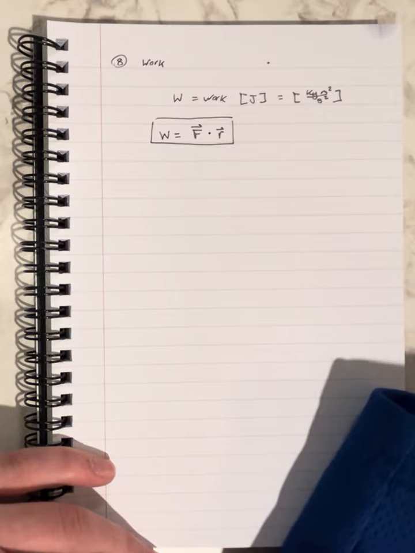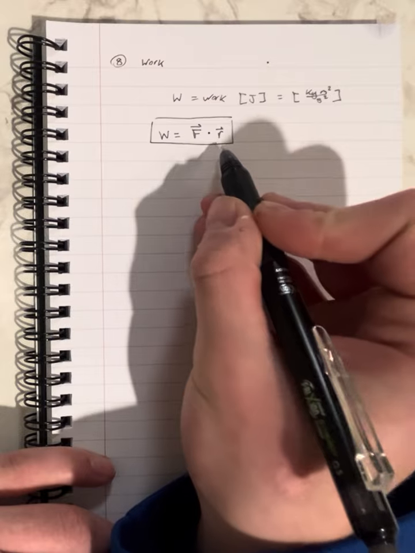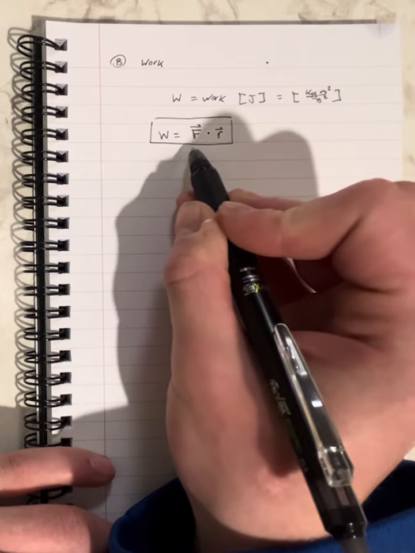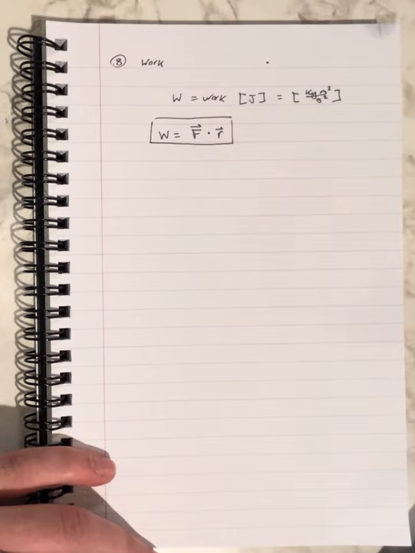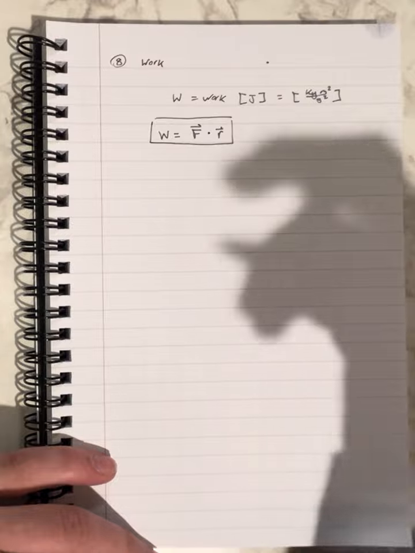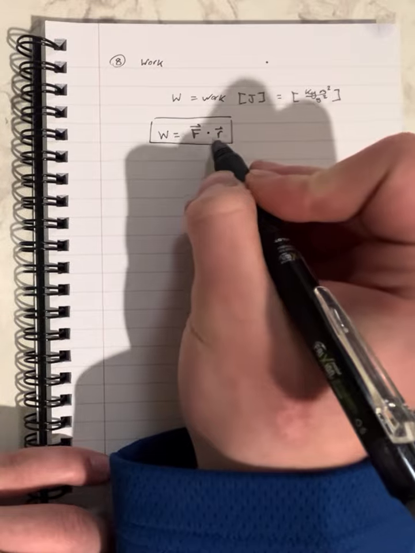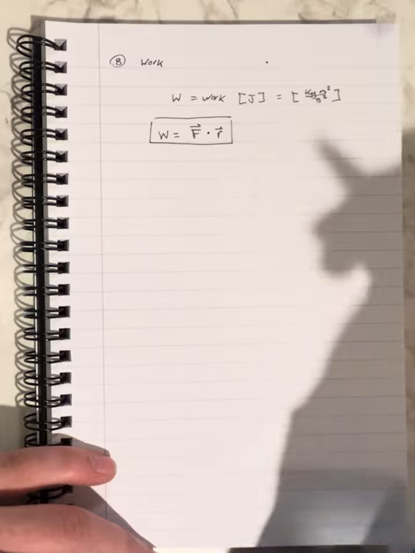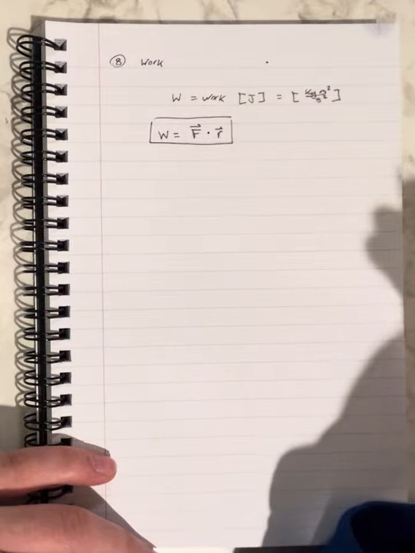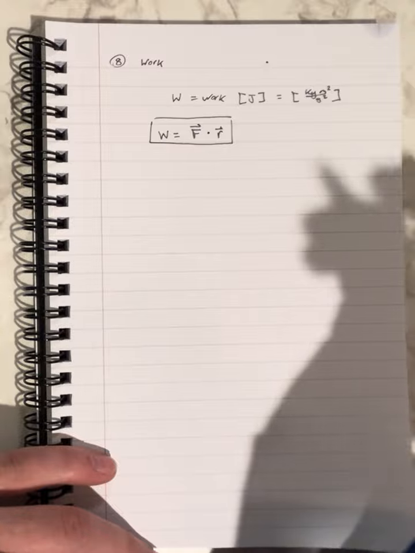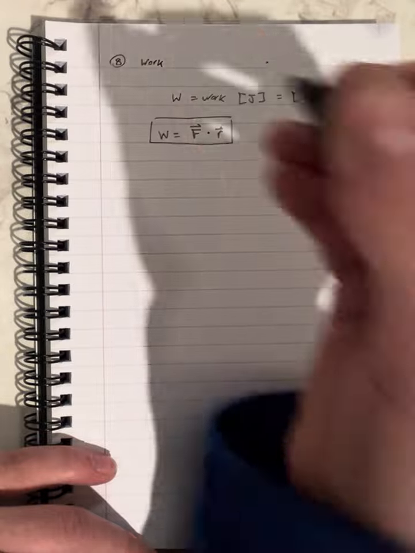So let's think about this. We can see that if the displacement is higher and if the force is higher, the work done by that force increases. But we also see this dot product here, which we talked about recently. And that dot product tells us something really important about the work done by a certain force.